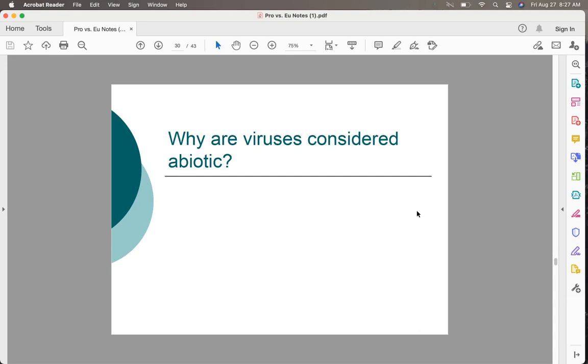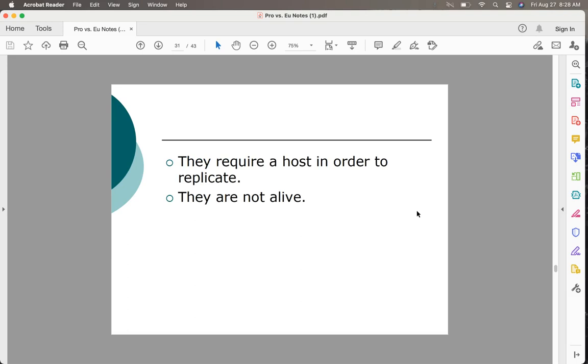Why are viruses considered abiotic? Let's break down that word. A means against, bio means life. They are considered not to be alive. Why are viruses considered not alive? Viruses are not alive because they are not cells, and only cells make up living things. Viruses are smaller than that. They contain protein, and they contain DNA. They require a host, and they are not alive.